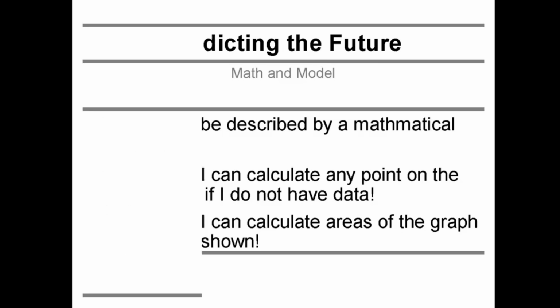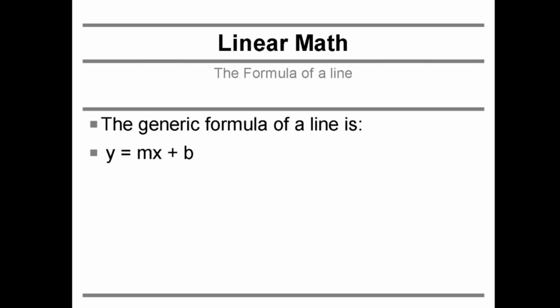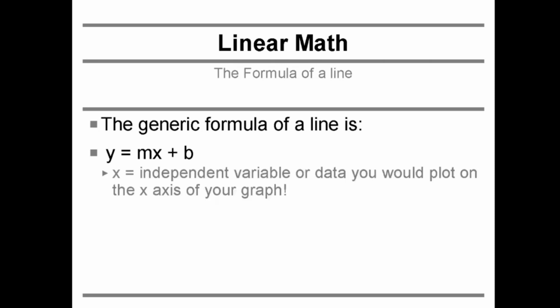So it can go way out there. Okay. So formula or equation of a line, the generic formula of a line is y equals mx plus b. A lot of you are familiar with this one. What do these little things mean? X is my independent variable, or data you would plot on the x-axis of your graph.